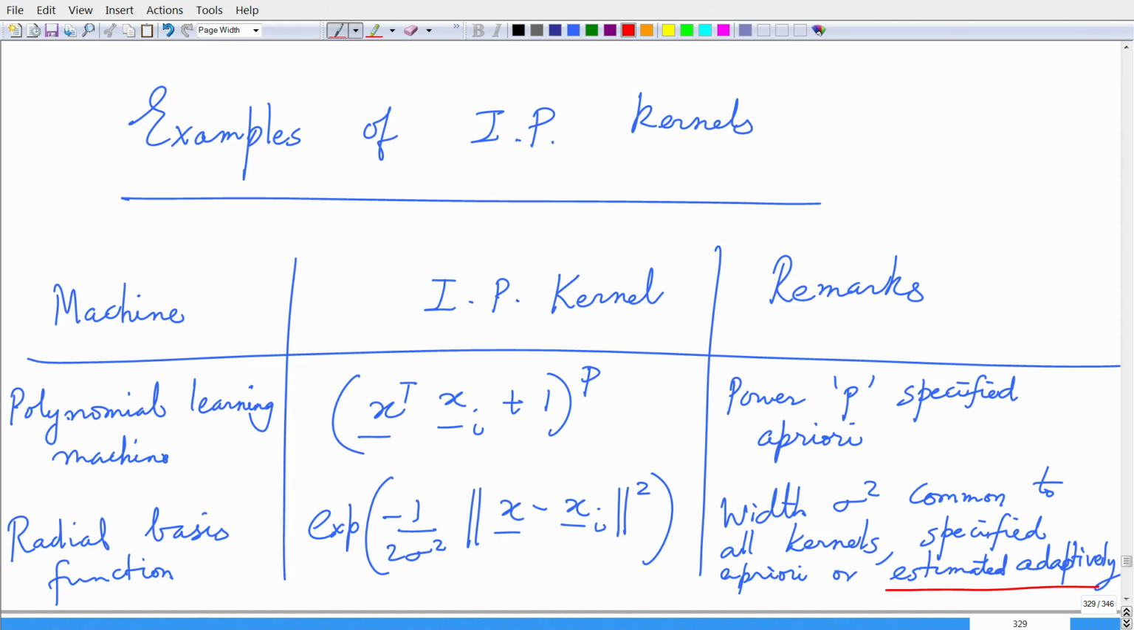We can also think about the tan hyperbolic; under certain conditions over the parameters of the tan hyperbolic, that can also be an inner product kernel, and we will revisit some of these cases as part of the homework exercise.